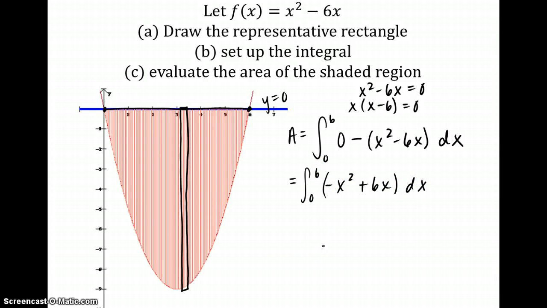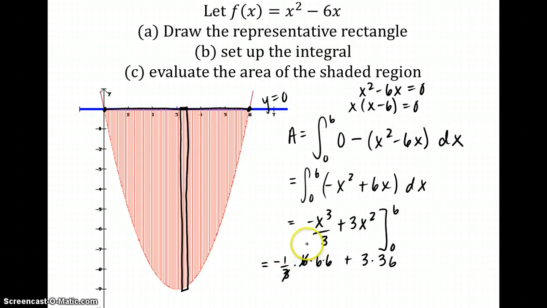So now to actually evaluate or find the area, we integrate the function from 0 to 6. Now without the aid of a calculator, let's try. That reduces to 2, negative 72 plus 108, so the area of the region is 36.